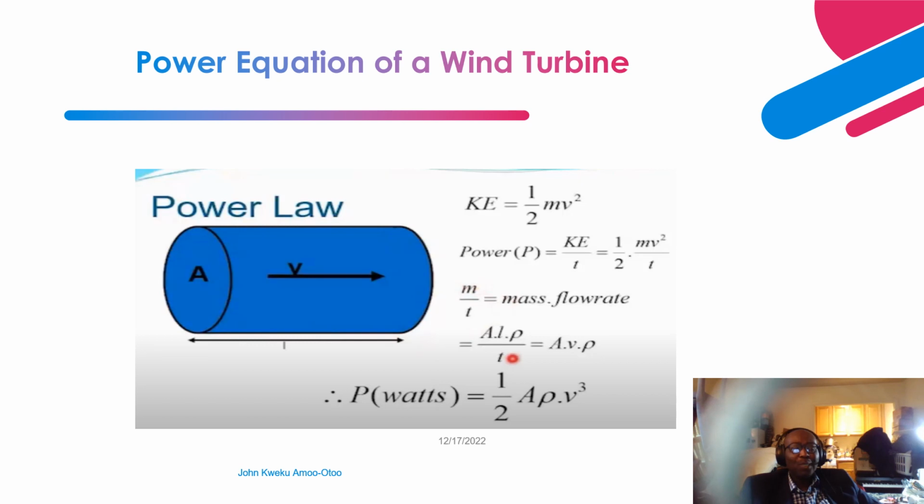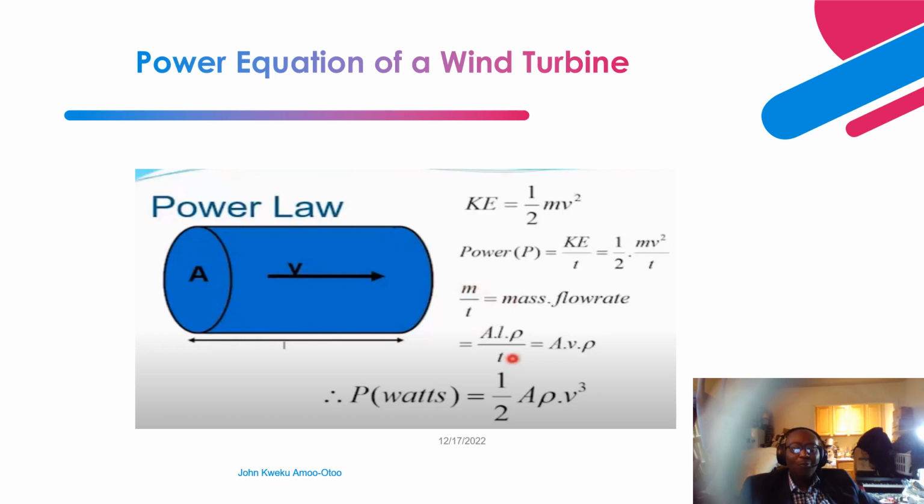Let's talk about the value of the kinetic energy. As you know, kinetic energy is half mv squared. So half times the mass of the rotor times the wind velocity. So that's half mv squared. And what is power? It's the rate of change of energy with time. So it's kinetic energy over time, and the equation is half mv squared over t.